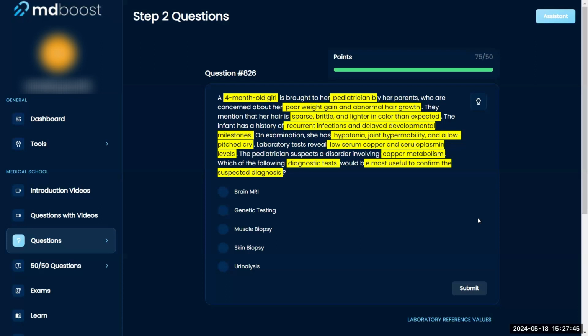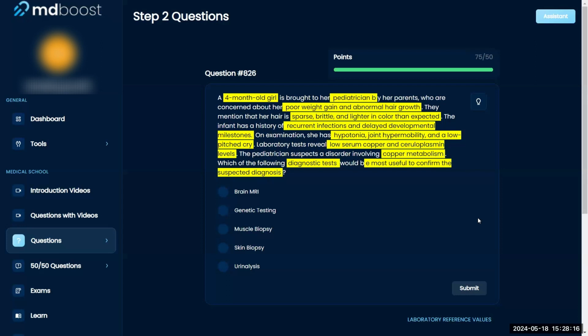I don't think this is Wilson disease, right? Because initially when they said copper, I was like, okay, maybe that's true, but Wilson disease presents with increased copper but decreased ceruloplasmin. And I know in Wilson disease you get hepatic symptoms, neurologic symptoms, eye symptoms like Kayser-Fleischer rings, but I can't remember anything about sparse, brittle, or lighter hair than expected.